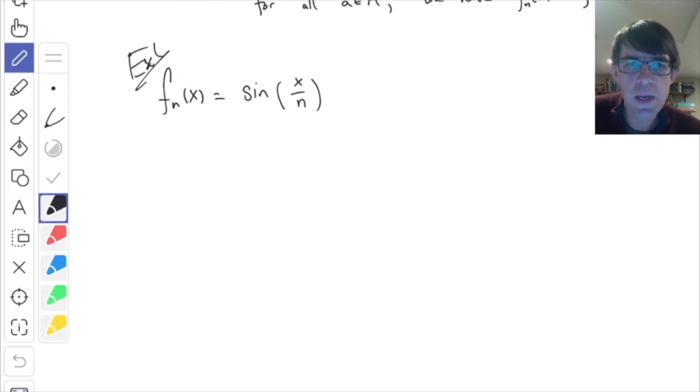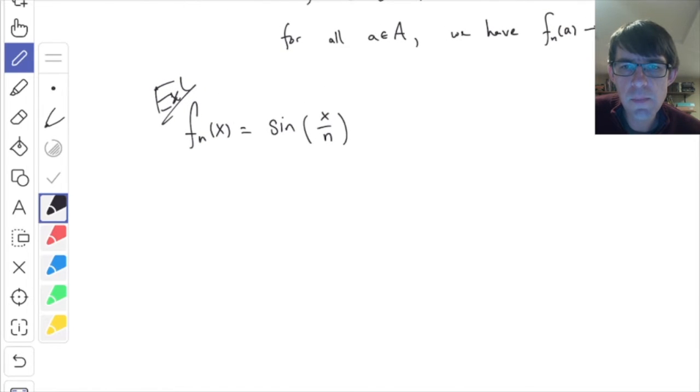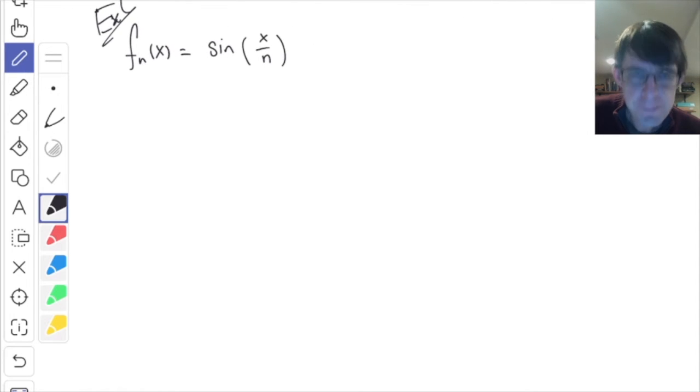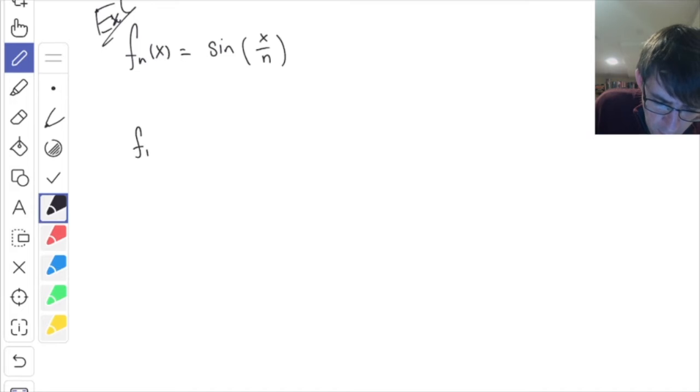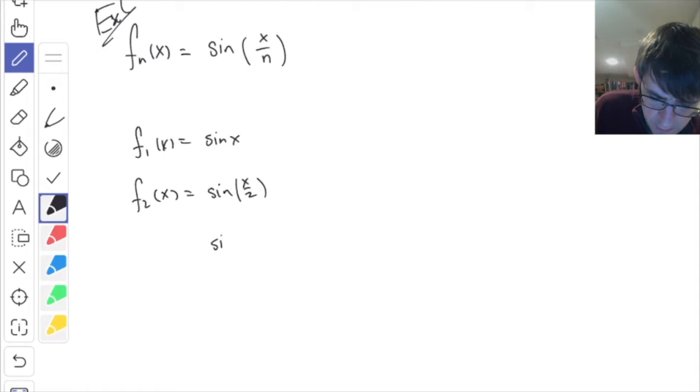How about this? Let's see if we can decide what it converges to, and on what set does it converge, if any. Sine of x over n. Let's see if we can draw the graphs, because if you don't know what else to do, you might as well just see what the graphs look like. I suppose this is easy if you have a computer, although this one in particular is not so bad. f1 of x is sine of x, so everybody knows what that looks like. f2 is sine of x over 2, then we get sine of x over 3, and so on.